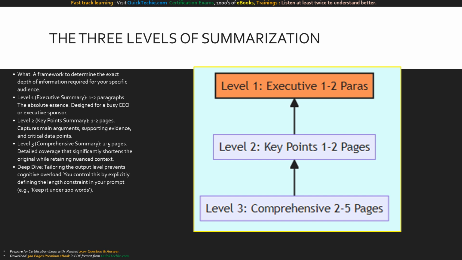Why do we separate these? Because handing a 5-page summary to a CEO who asked for a TLDR is a failure. You control these levels by explicitly defining length constraints in your prompts.